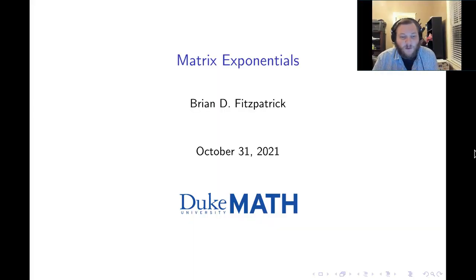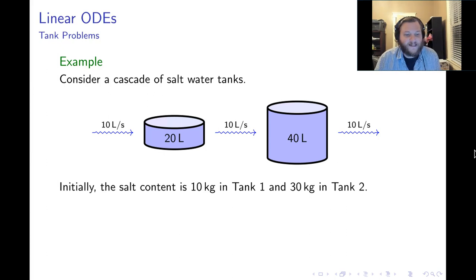In single variable calculus, you learn that the function f of x equals e to the x is the only function whose derivative equals itself. Now that function is called the exponential function. Well, what we'll find today is that matrices have an analogous concept called matrix exponentials. So let's jump in with a motivating example.